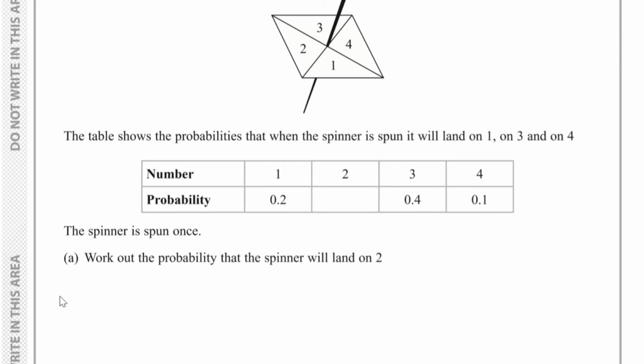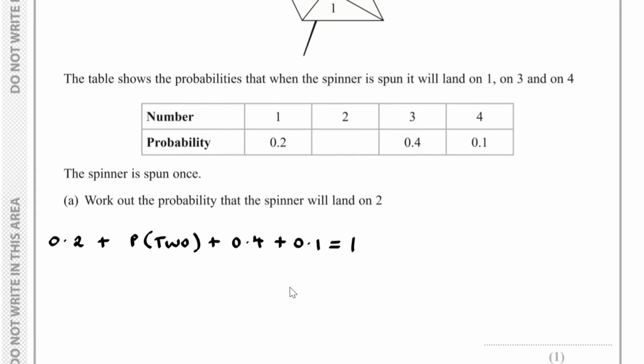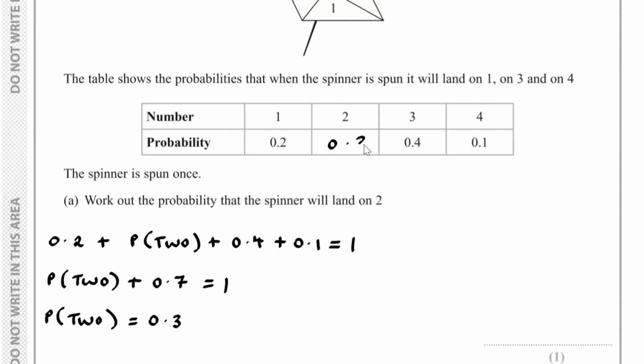So we know that probability adds up to 1. So we have 0.2 plus the probability of landing on a 2 plus 0.4, which is the probability of landing on a 3, plus 0.1. This is equal to 1. And so we have 0.2 plus 0.4 plus 0.1, that's 0.7. So probability of obtaining a 2 plus 0.7 is equal to 1, and therefore the probability of obtaining a 2 is equal to 0.3. So we have 0.3, which goes here.